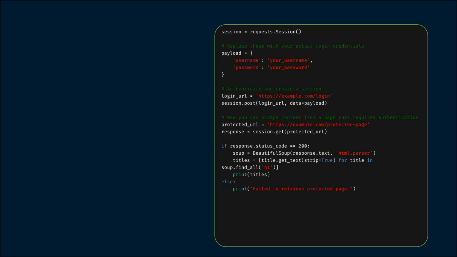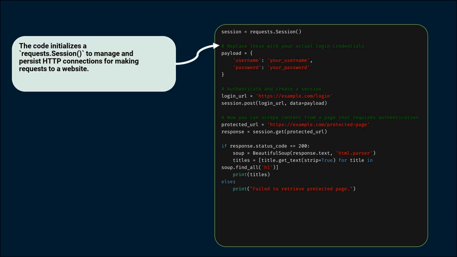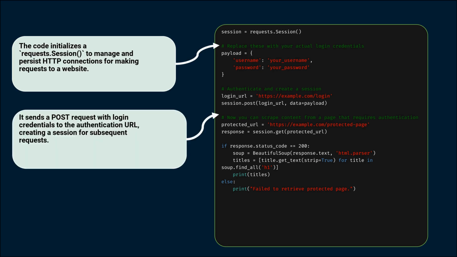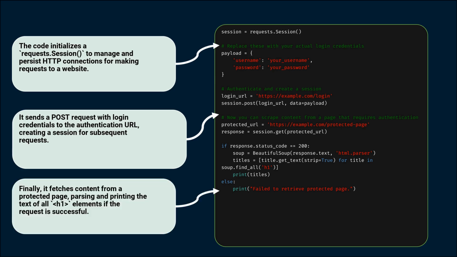We start by creating a session using requests.Session, which allows us to persist cookies and maintain a logged-in state throughout our requests. After that, we prepare a payload dictionary, where we replace the placeholders with our actual login credentials, specifically the username and password required by the target site. Next, we send a POST request to the login URL with our payload, effectively logging in and creating a session that retains those authentication cookies.